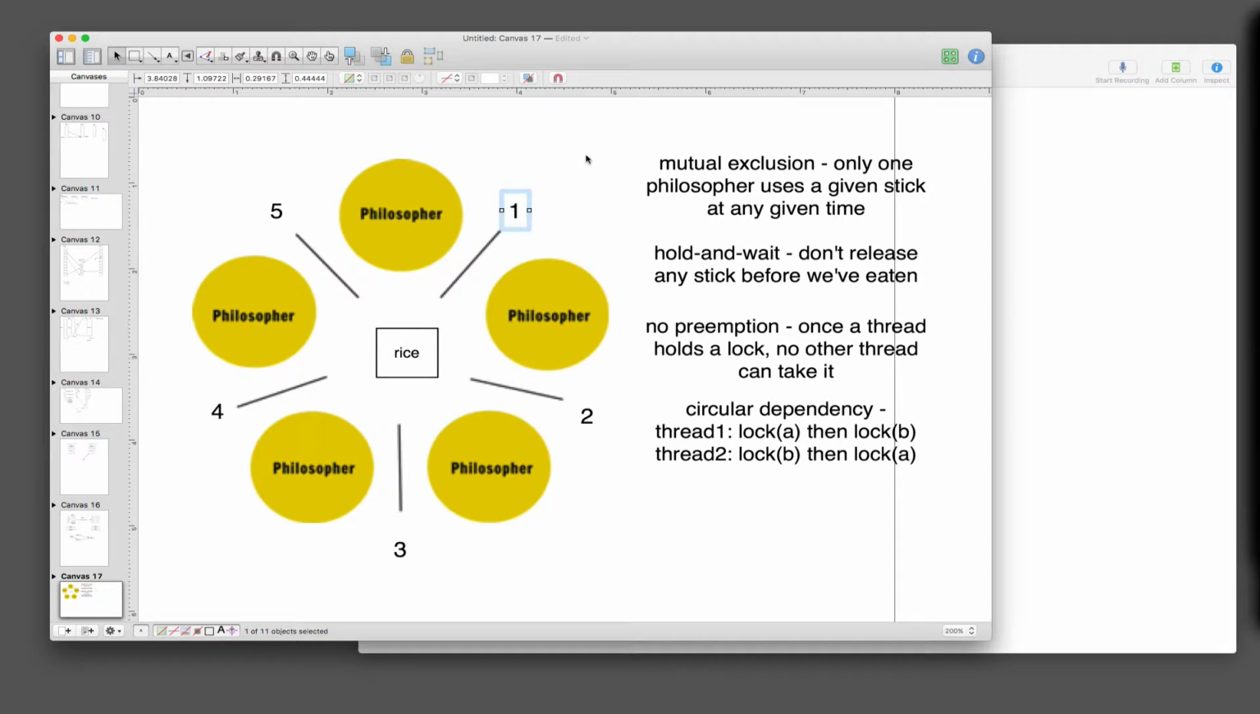So here we say every philosopher grabs the lower numbered stick first, and then the other stick. So this one picks that one. This one picks that one. And now this one looks the other direction, and that's already taken, so he's going to have to wait. But that means that now this philosopher, philosopher 4, can pick up the stick on the left as well and gets to eat. So this is a way to break the circular dependency.